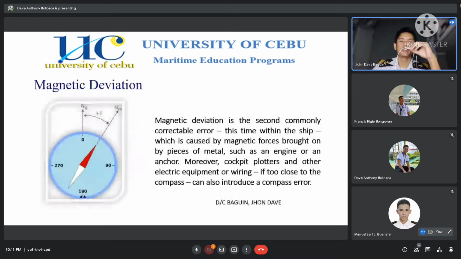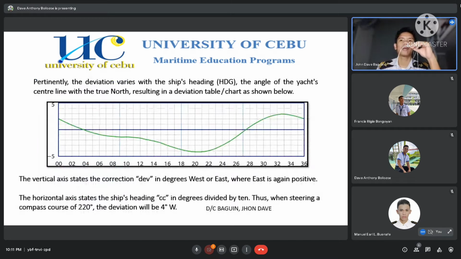So first, magnetic deviation. Magnetic deviation is the second commonly correctable error, this time within the ship, which is caused by magnetic forces brought on by pieces of metal such as the engine or the anchor. Moreover, cockpit platters and electric or other electrical equipment or wirings, if too close to the compass, can also introduce a compass error. So here we have a chart.